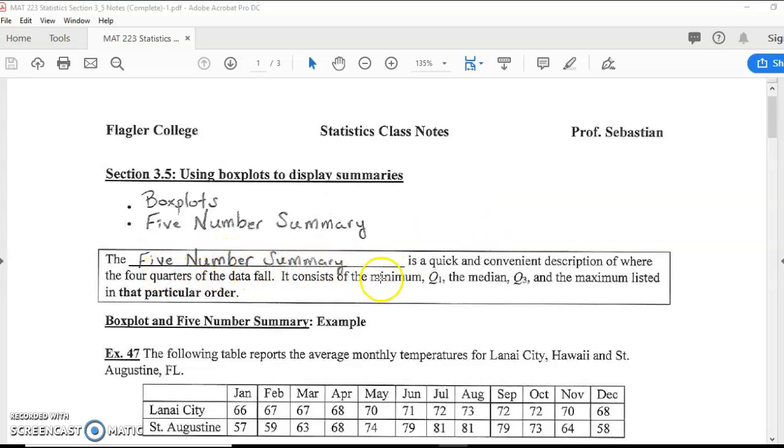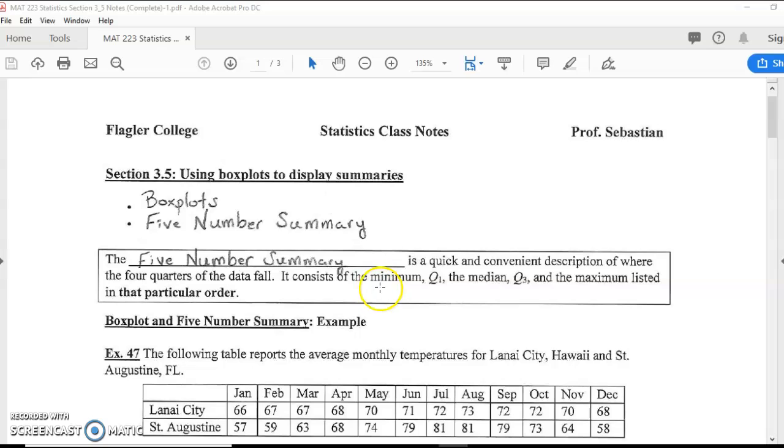So the 5-number summary is a quick and convenient description of where the 4 quarters of the data fall. It consists of the minimum value in the entire data set, the smallest number; Q1, the first quartile, where you have 25% of the data below it and 75% above it; the median, also known as Q2, the second quartile, where about 50% is below and about 50% above, the middle number of your data set; Q3, the third quartile, where 75% of the data is below and 25% above; and the maximum, listed in that particular order.